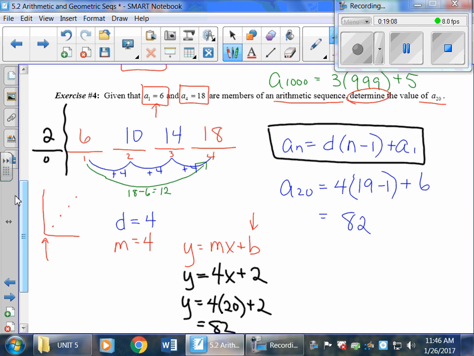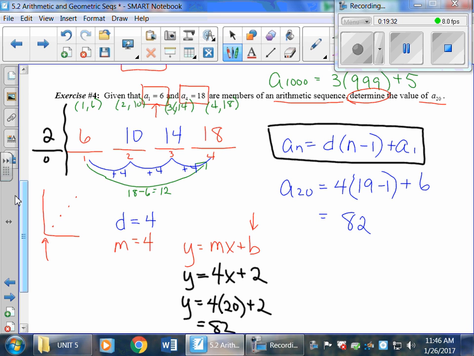Remembering what you know about linear functions, you could graph this. This could be 1 comma 6. This could be 2 comma 10. This could be 3 comma 14. And this could be 4 comma 18. So these are points and they form a line.